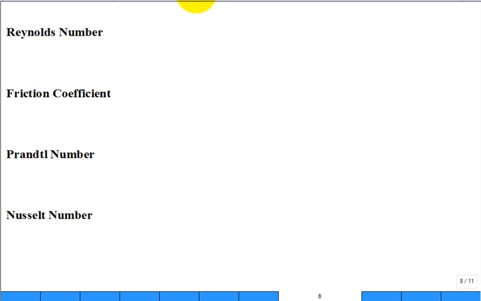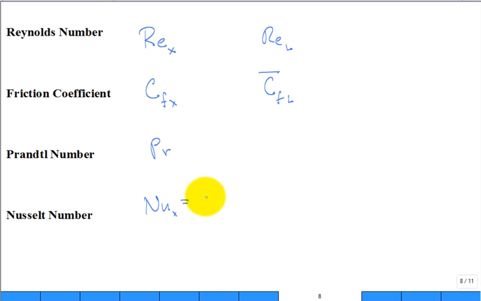So, as a review, make sure that we can do this. Our Reynolds number, you can talk about up to x, or the Reynolds number at L. Let's say L often is the trailing edge. The friction coefficient, local. The friction coefficient average, especially over the plate, 0 to L. The Prandtl number is just the Prandtl number, and that Nusselt number, you can have it as a function of x. What was it? h_x x divided by k. Sometimes they'll put an f on that because it's the fluid thermal conductivity, or the Nusselt number averaged 0 to L, h average L over k sub f.